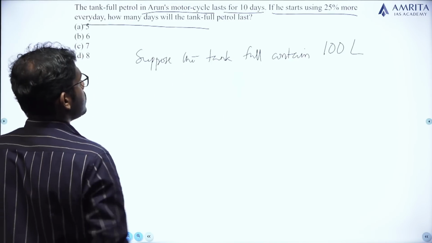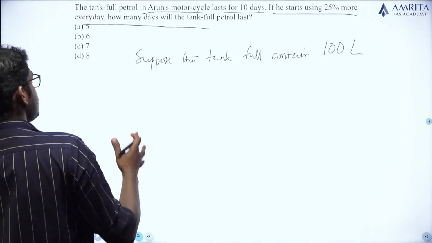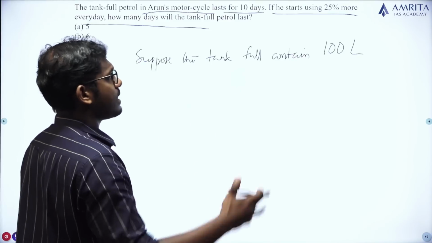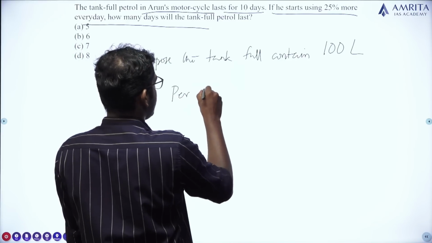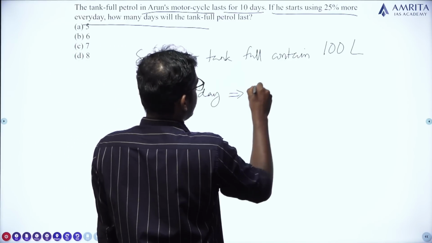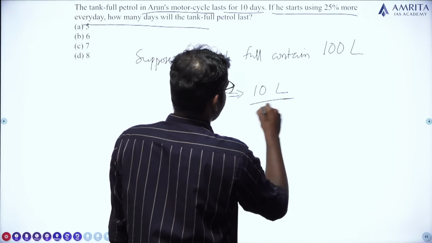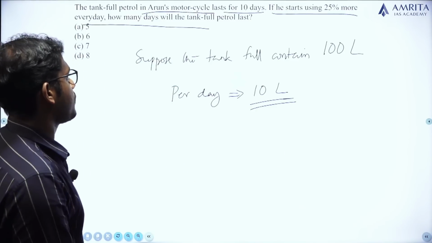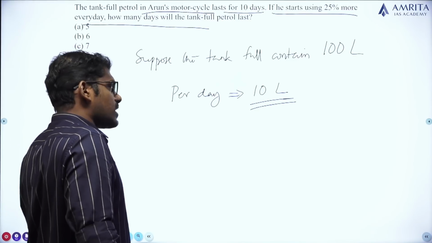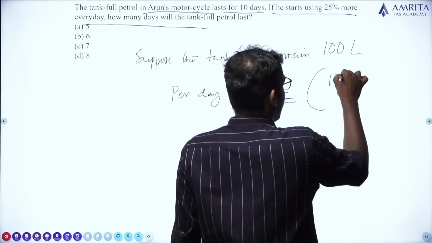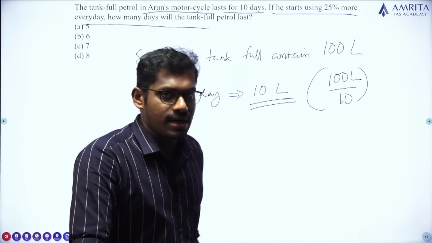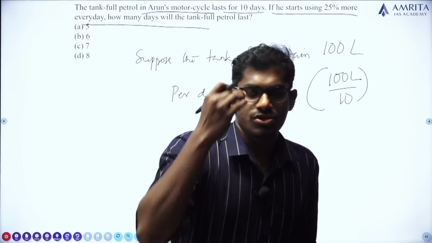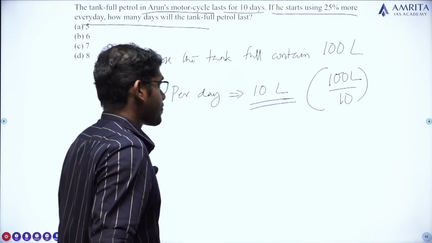So this 100 liter of petrol lasts for 10 days. So per day he consumes 10 liter of petrol. Suppose, okay, per day he used 10 liter of petrol. How did he get that? 100 liter divided by 10 days. It lasts for 10 days. So per day the bike consumes 10 liter of petrol, right? Okay.